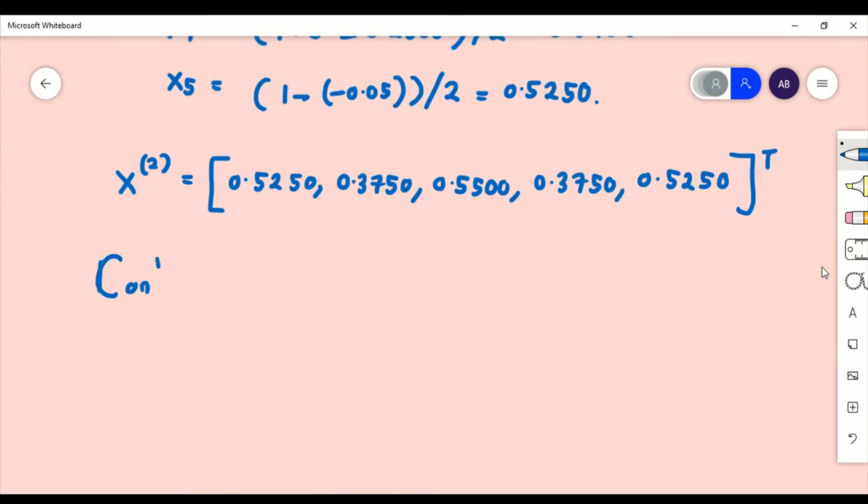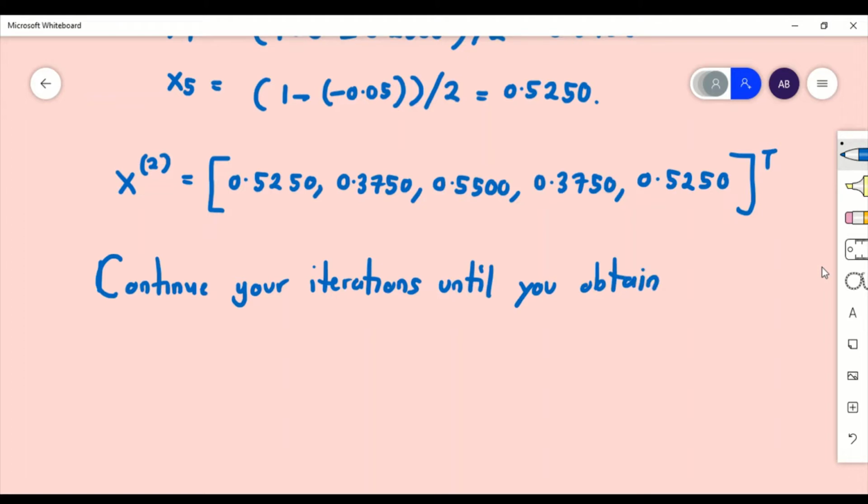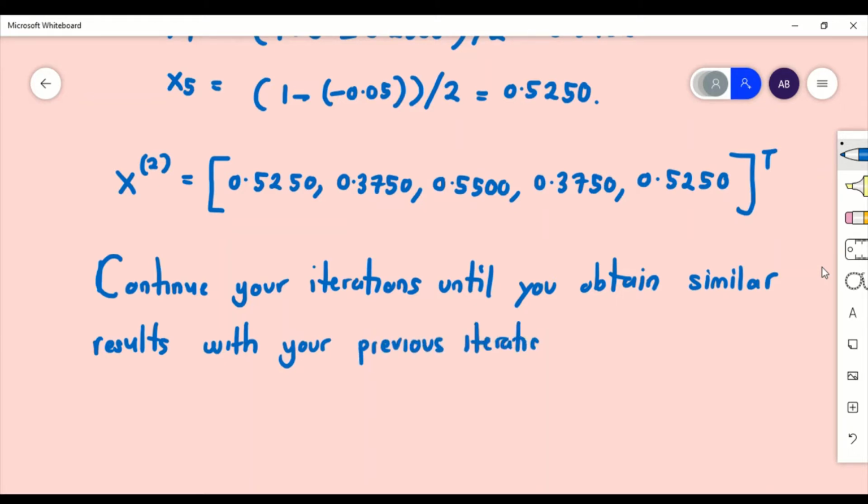Continue your iterations until you obtain a similar result with your previous iterations. What does that mean? It means that, let's say my second iteration is like this. Now I'm doing my third iteration, and when I do my third iteration, I've obtained a similar result with my second iteration.